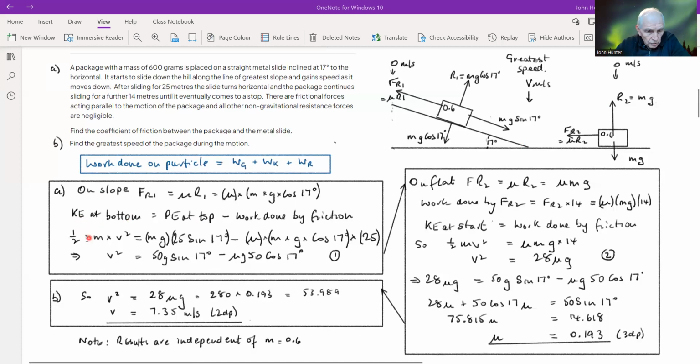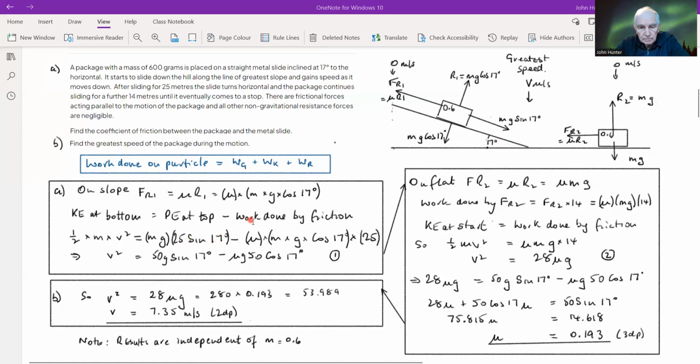Kinetic energy at the bottom is going to be half mv squared. Potential energy at the top is going to be mgh. Okay, so mg, and this is the height. This vertical height here is going to be 25 sine 17, because this height divided by this 25 is going to be sine 17. So that's 25 sine 17.